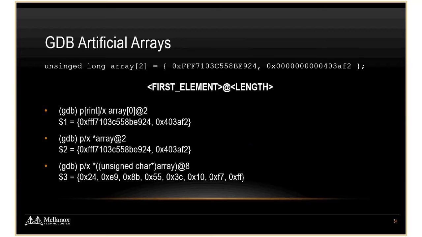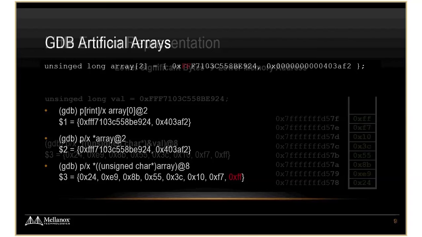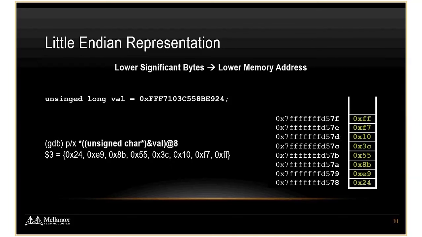Now you'll notice that the first element in $3 is actually the least significant byte of the first element of the unsigned long array. And the second is the next least significant byte, and so on, all the way to the end. Of course, the reason for what we see here is that we are running on a 64-bit little endian system.